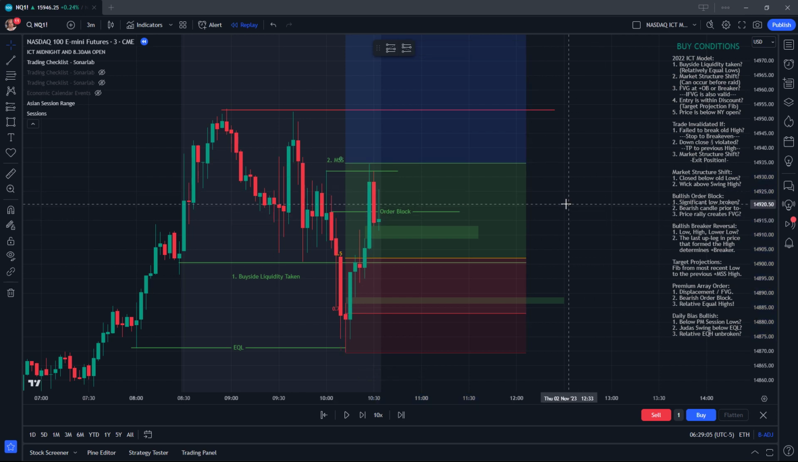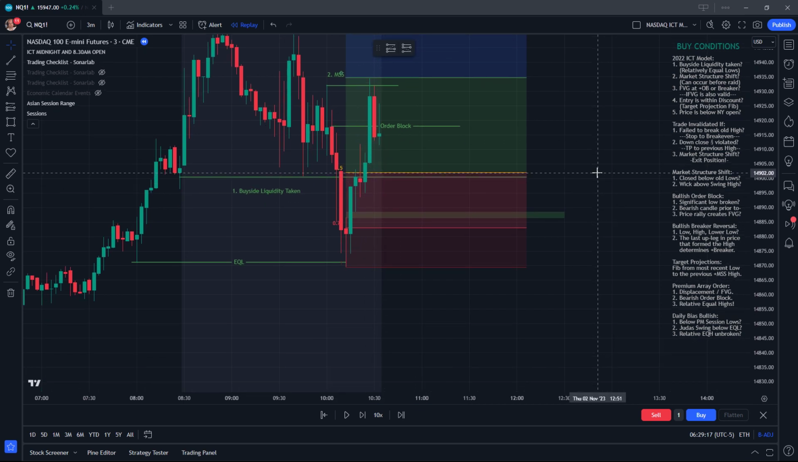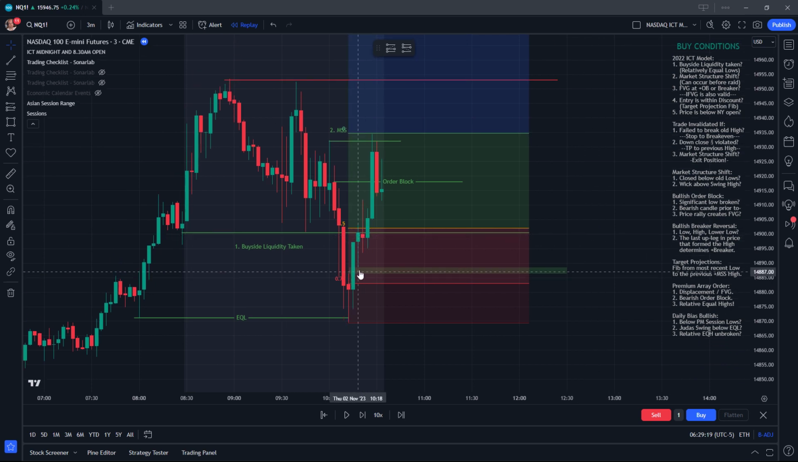Okay, so we don't want to really be entering here, so we're going to have to eliminate that. We want to be entering within this discount range, which I guess would be this fair value gap here.